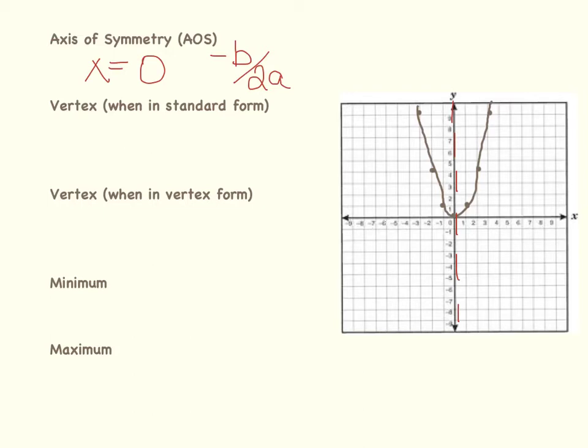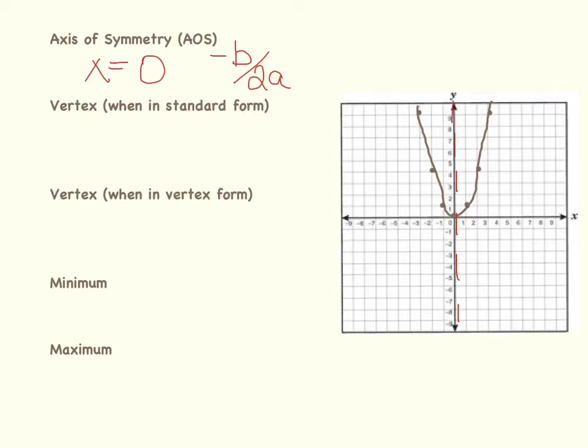Now when finding the vertex, there are actually 3 ways to do this. The first way is graphically. If you look at your graph, you can visually see the vertex. And in this parabola, that is the lowest point because it opens upward. And our vertex is 0, 0.